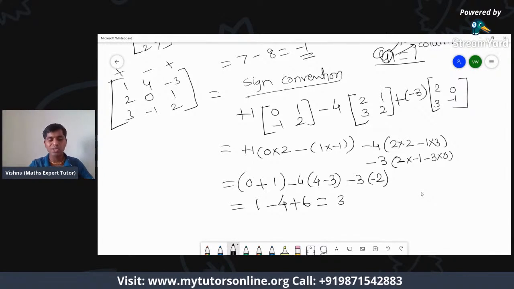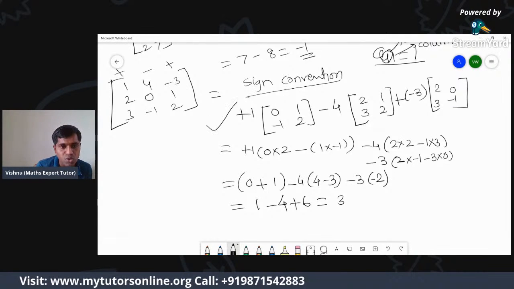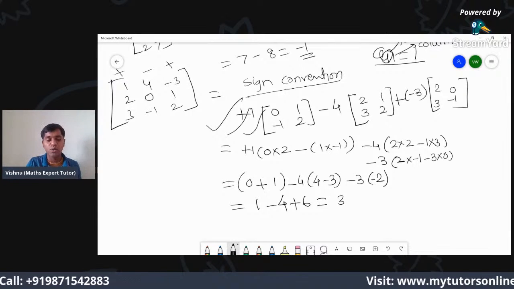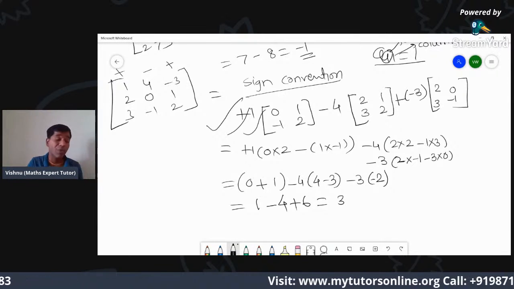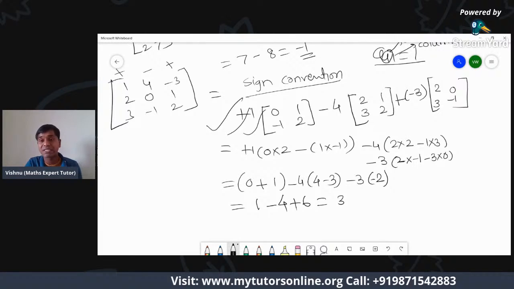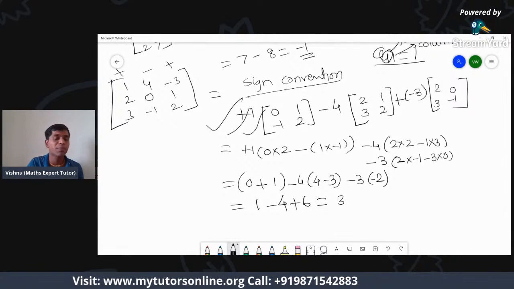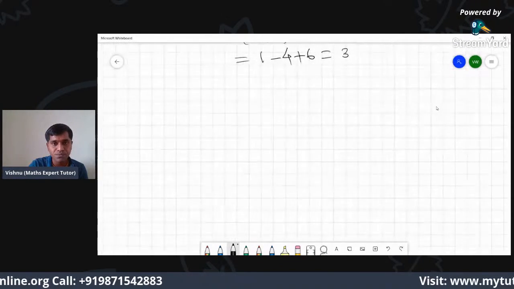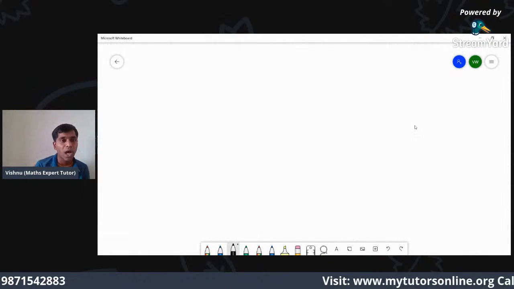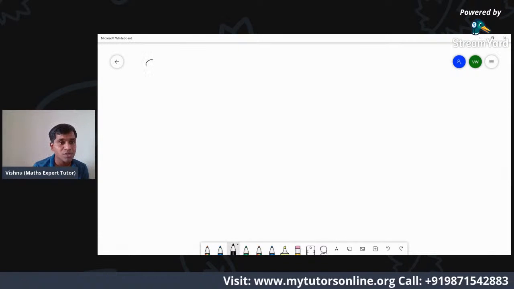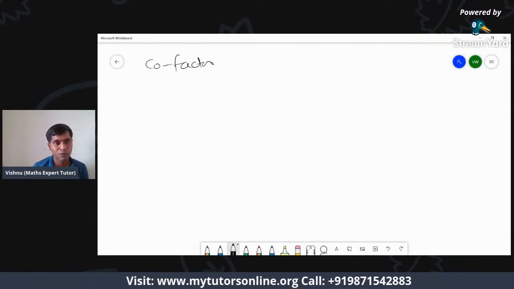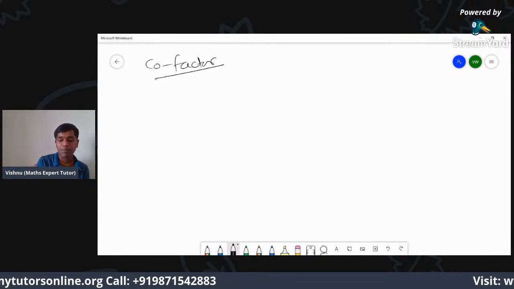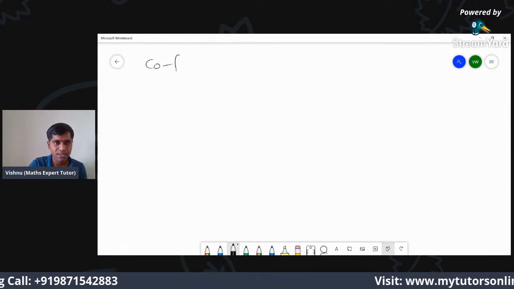So initially when you are solving the problem, you can use this step. But as and when you have practiced 2-3 examples and you know how it works, you can skip this step. Even in the exam there is no problem, but it's always going to be used when you are going to solve the example. Now there is something called cofactor also. Before that, let's learn minor.